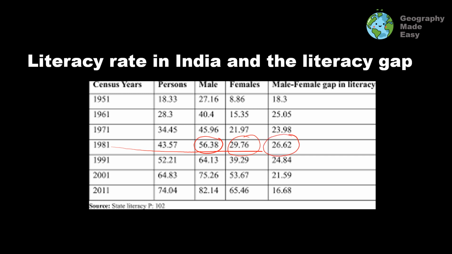Now this gap is slowly, of course, decreasing. In the 2011 census we see the gap has reduced: 65.46% of women are literate compared to 82.14% of men, and the gap is 16.68. It is reducing over the years in every census year. More and more women are studying.